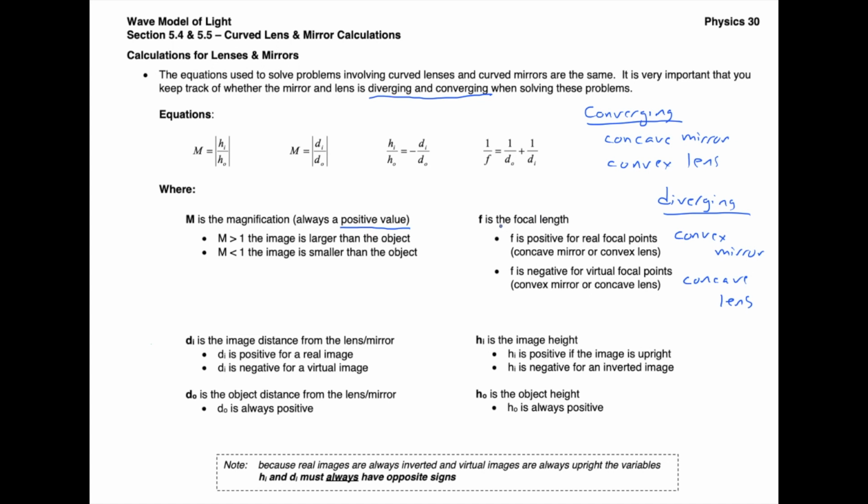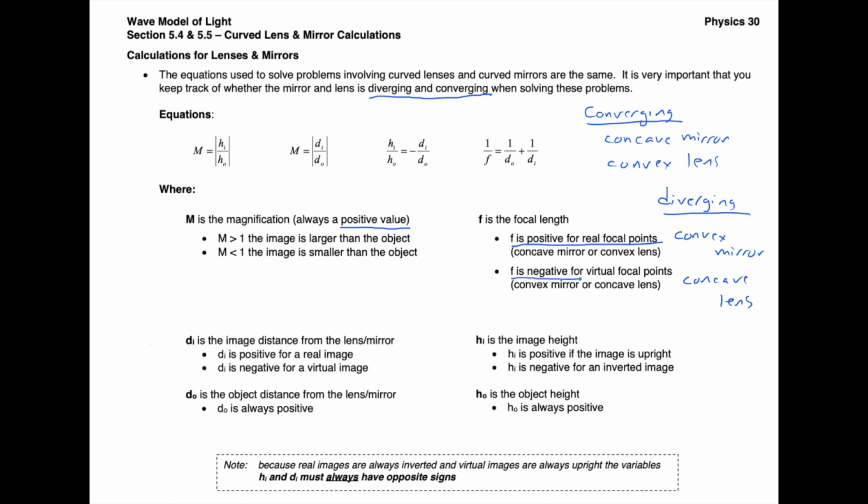Now f is my focal point, and that's just the distance away, and can be for a lens or for a mirror. But your focal point is going to be a positive value if you have a real focal point. So if you have something that's converging, that's your concave mirror and your convex lens, then we have a positive focal point, and so we'll put a positive value in for that f value. Now the signs won't be given in the question, you have to put those in, but if you have the converging case, then your f is always going to be positive. Now that's even if you're coming up with a virtual image. If you have the converging lens or mirror, f is always a positive value.